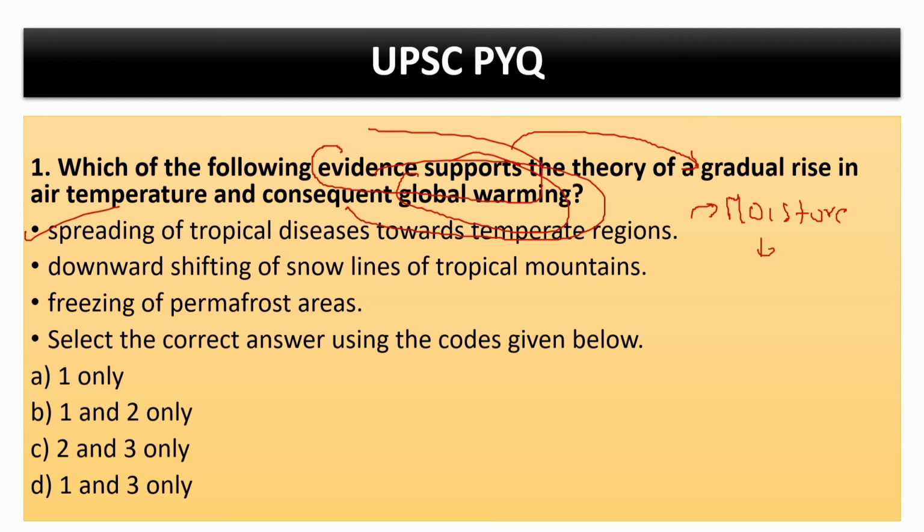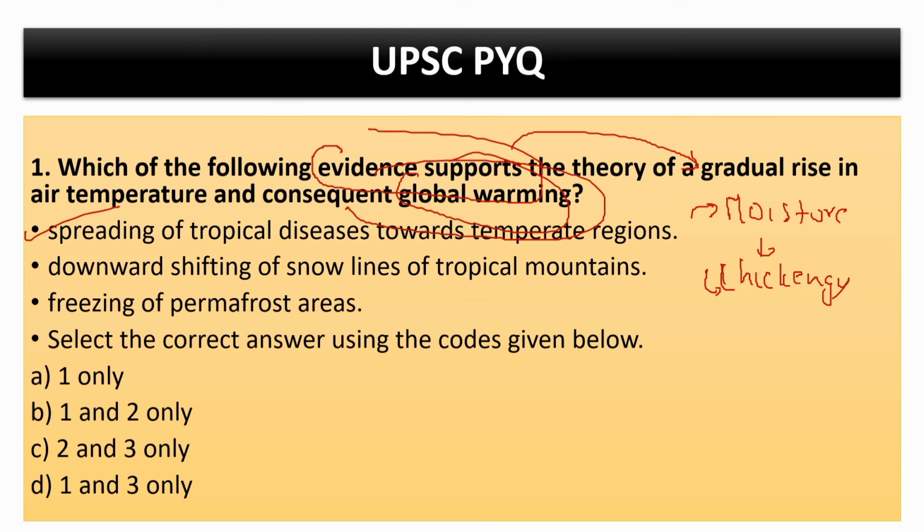For example, this moisture in the atmosphere causes diseases like chikungunya, which is mainly caused by mosquitoes. Like this, there are several other diseases which are caused by this increased amount of moisture. This increased amount of moisture occurs when there is a rise in the temperature of the region. So the spreading of these diseases is mainly due to the rise in temperature. So this is an important indicator for global warming.